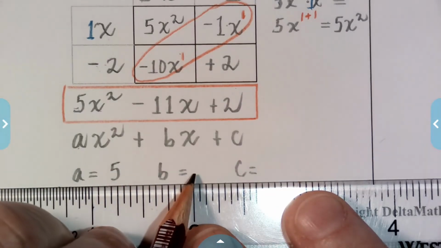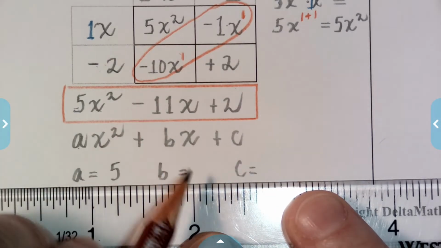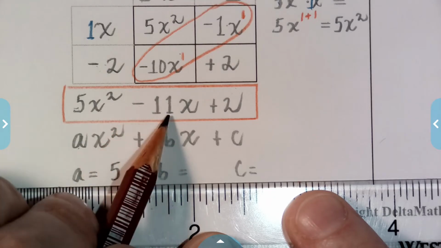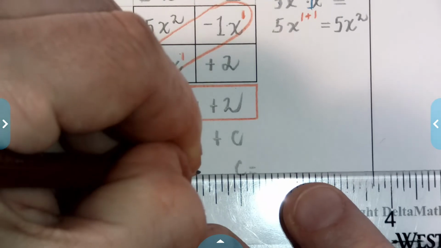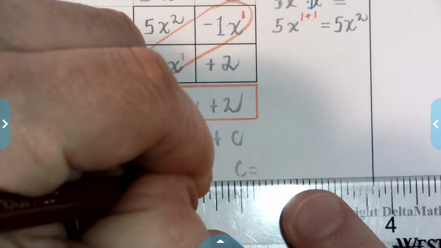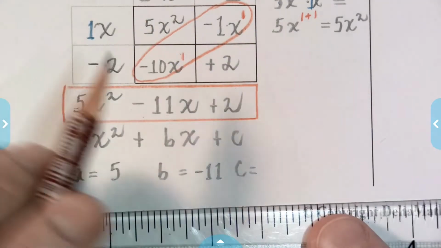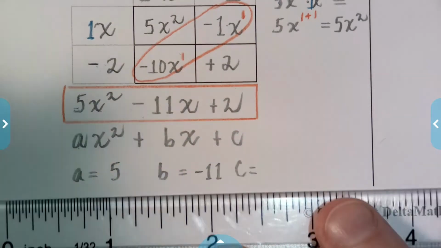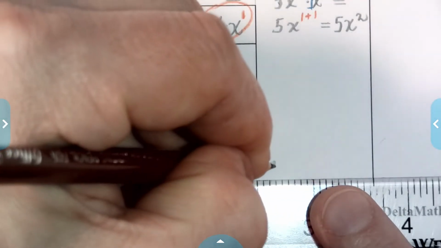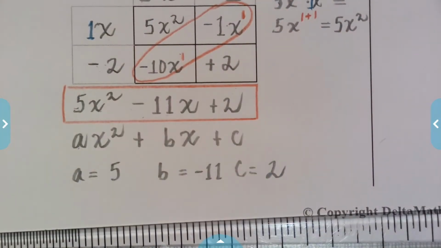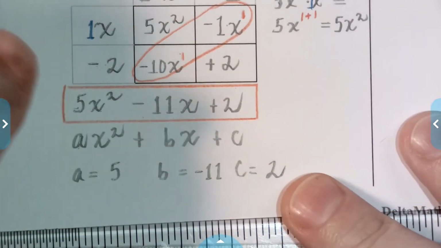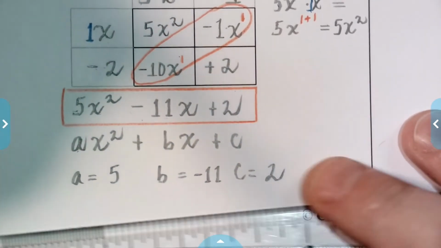What's b? This is one you got to be real careful. B is negative 11. Okay, so it takes the sign that's next to it. So it's negative 11. And what's c? C is 2. Okay. There's a lot of cool things we can do if we know what a, b, and c are. All right, but that's not necessarily the point of that problem. Let's move on now to number 4.